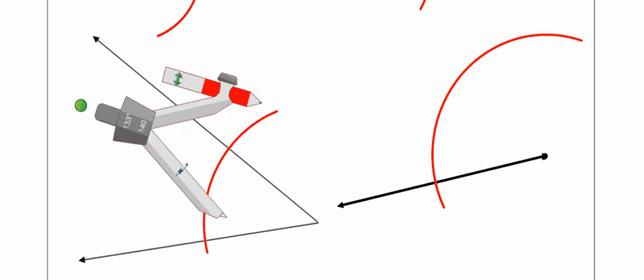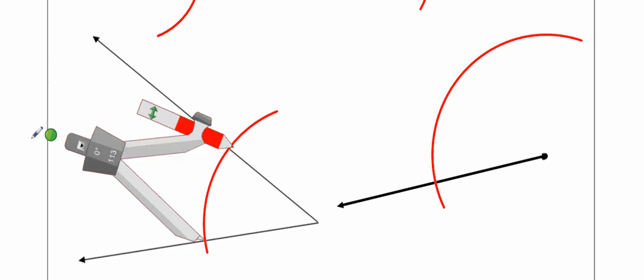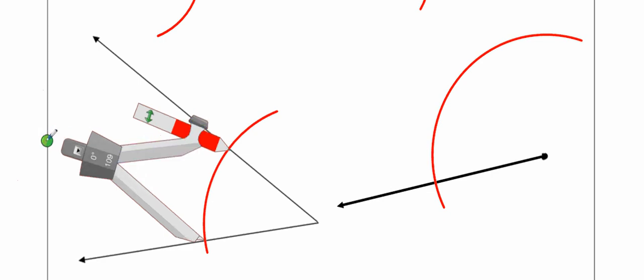I'm going to come back over here to my original angle and I want to measure the distance between where those two arcs intersect the sides of my angle. And yes, I am going to be very precise in my measurements. So if it takes me a minute to get the compass where I need it, I'm going to take that minute to get the compass exactly where I need it.